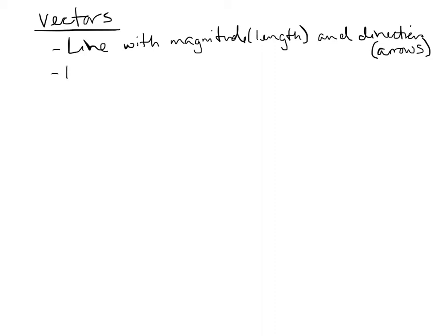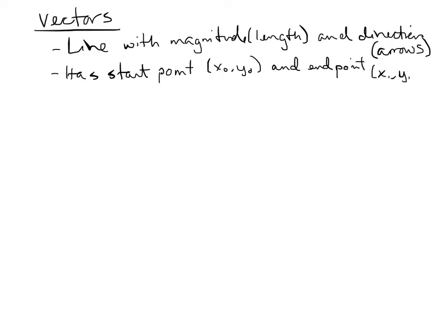So it has a start point, and let's say that that point is x naught, y naught, and an end point. And let's say that the end point is x1, y1. So it has a start point and an end point.